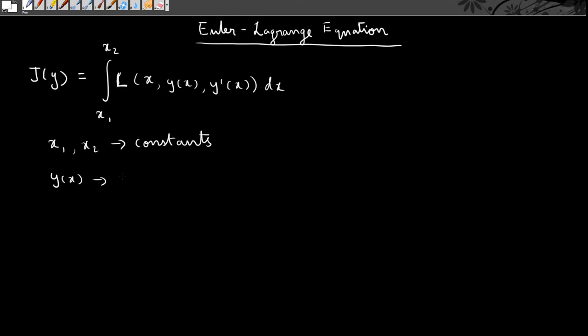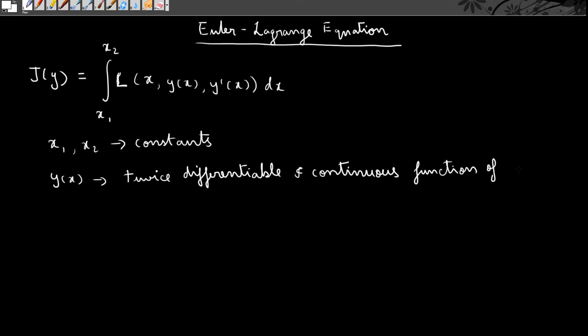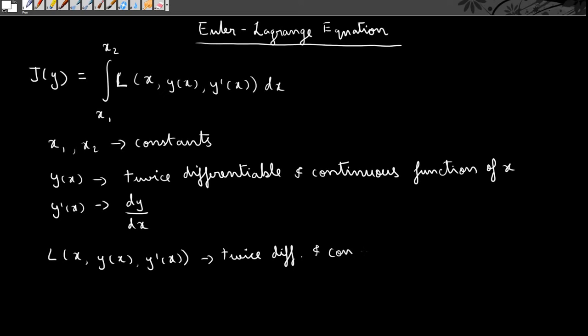y of x is a twice differentiable and continuous function of x, and y dash is defined as dy by dx, and the function L, which is a function of x, y and y dash, is also twice differentiable and continuous with respect to x, y and y dash. So this is where we are going to start.